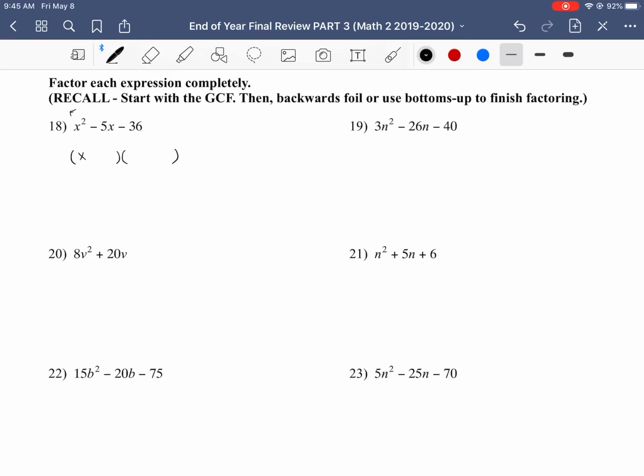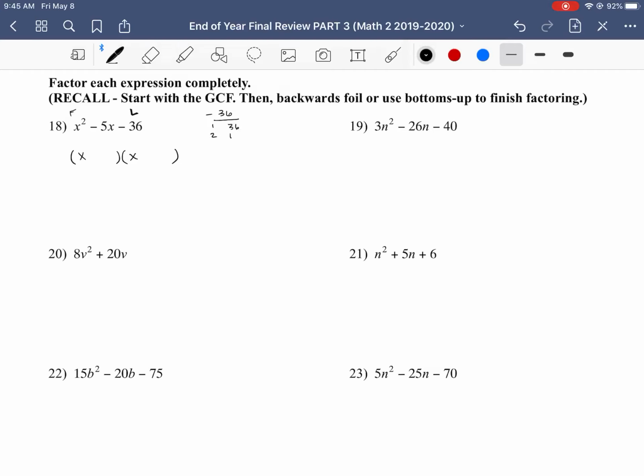So we know that first times first, right, it needs to give us x squared. And we know that that would work if we just put x and x. The last thing we need to figure out, or the next thing I guess, is the last times last. So we know that the two numbers that we put in these spots, right, have to multiply to that last number. So we're saying what times what would give me a negative 36. And we just kind of listed the factors.